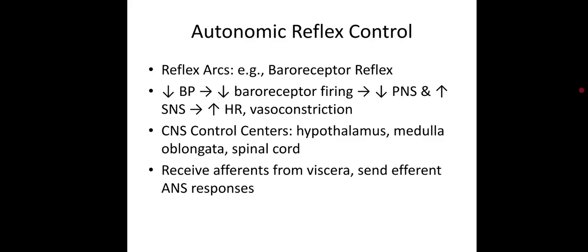So, CNS control centers are the hypothalamus, medulla oblongata, and spinal cord. We have talked about afferents and efferents. Afferent neurons have to conduct impulses from receptors in the viscera to the CNS, while efferent neurons have to conduct the impulses from the CNS to the effector organ.